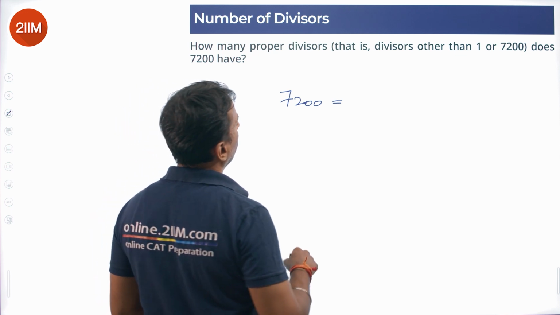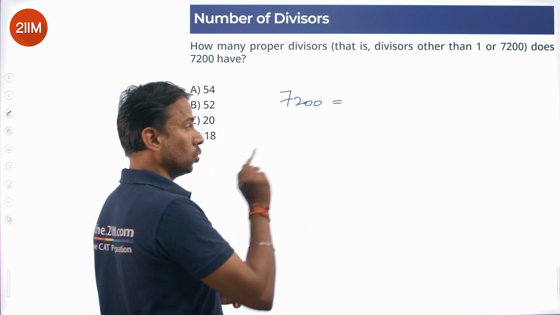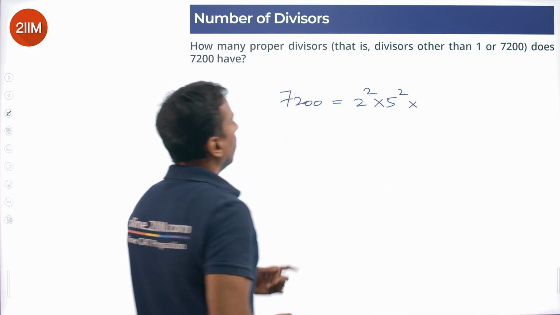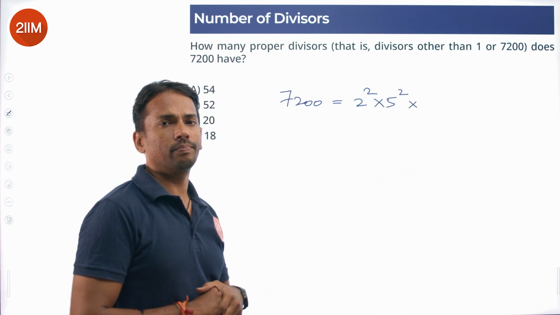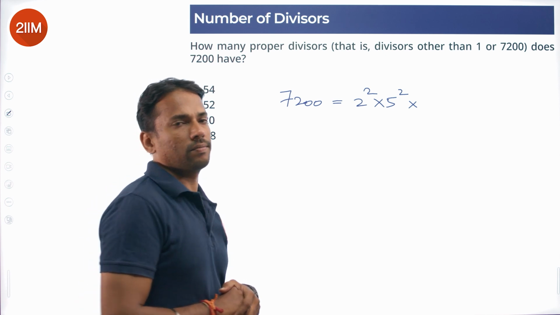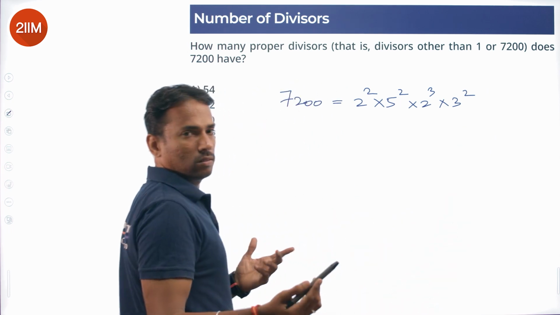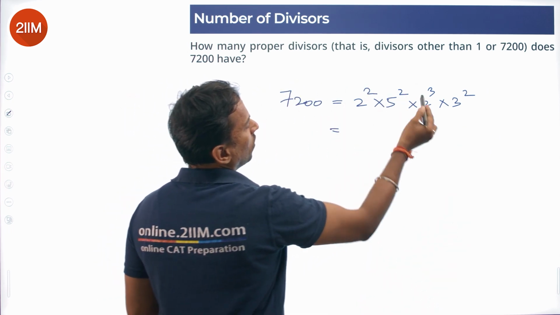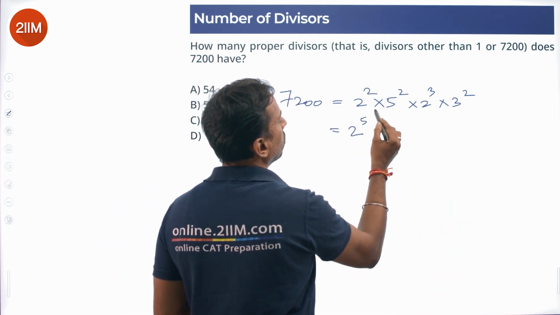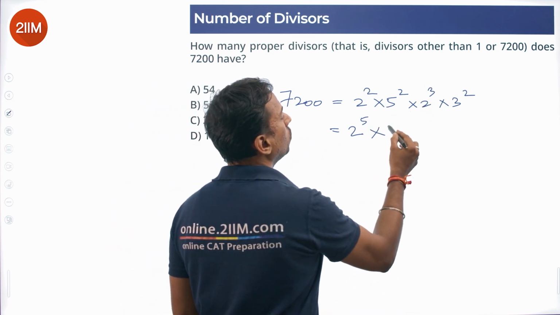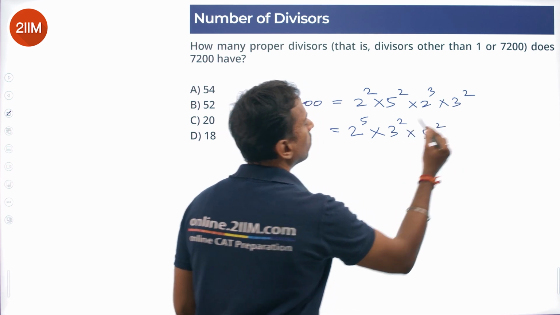So we will have 7200. So this 100 is basically 2 square into 5 square. And this 72 is going to be 8 nines are 72, which is 2 cube into 3 square. That's it. Done. So overall now it will become 2 power 5, because we have 2 power 2 here and 2 power 3 here. So 2 power 5 into 3 square into 5 square.